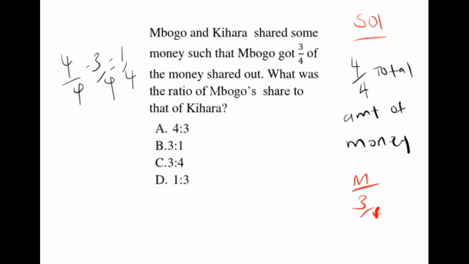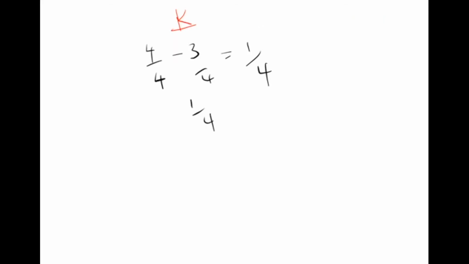And then you are asked, what was the ratio of Bongo's share to that of Kiara? The share of Bongo is 3 over 4. The share of Kiara is 1 over 4. Therefore, to get the ratio, we have 3 over 4 divided by 1 over 4. Therefore, we shall have 3 over 4. We change this division sign to a multiplication sign. It will be 3 over 4 times the reciprocal of 1 over 4, which will be 4 over 1. Then from there, we can simplify by 4, 1, by 4, 1.